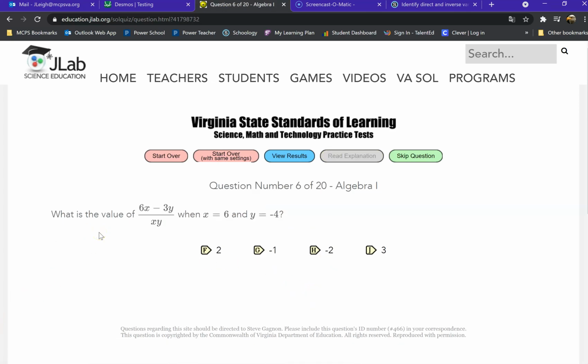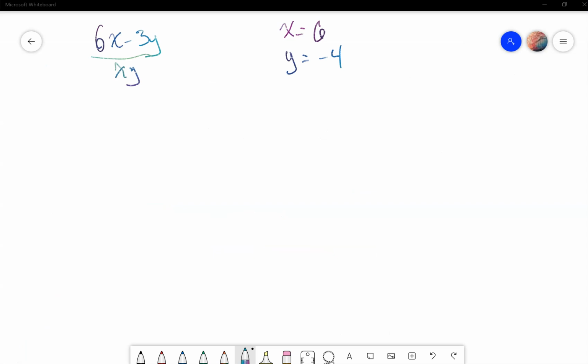All right, number 6. What is the value of 6x minus 3y over x times y when x equals 6 and y equals -4? Oh, that's a mouthful. All right, we're going to go to our paper and start working it out. So I copied my problem to my paper. And in all honesty, this is something that you could do in Desmos, but I'm going to do it on paper because I feel like it's easier for me to keep everything in order.